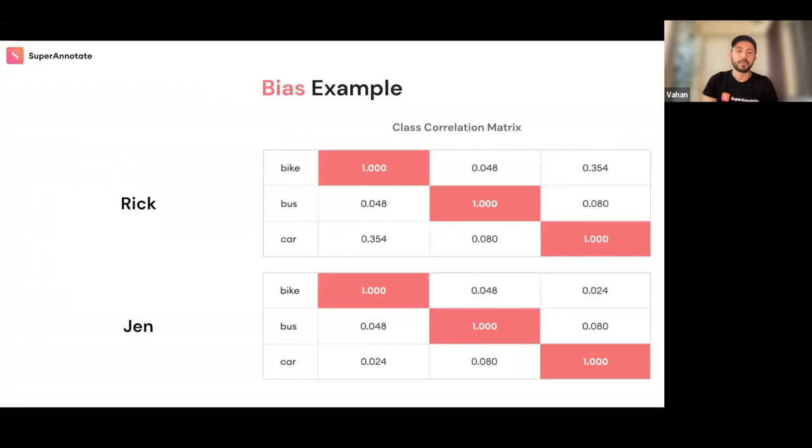Here is a perfect example of class correlation bias. You have Rick and Jen. They have both been labeling their data sets, and we have 3 different classes. On the bottom left of each of those confusion matrices or correlation matrices, you can see that car and bike are correlated 35% for Rick, but only correlated by 2% for Jen. This means that there is a class correlation bias between 2 different labelers, and for some reason Jen doesn't like to put cars and bikes together, or it might be the opposite. Maybe Rick likes to put something as a bike when it's not a bike, and then when they see a car, they also put a bike. In this case, figuring out those biases, eliminating them, and giving the right feedback to the annotation teams becomes very, very crucial to creating high quality data sets.